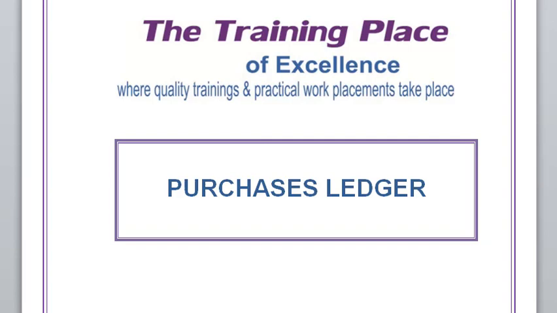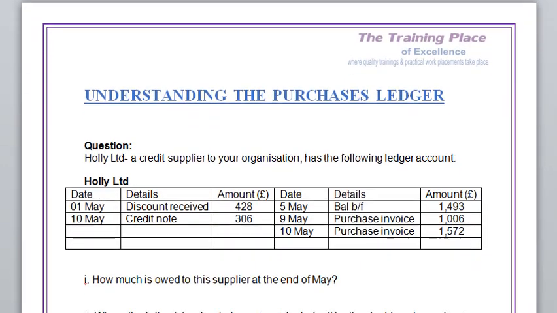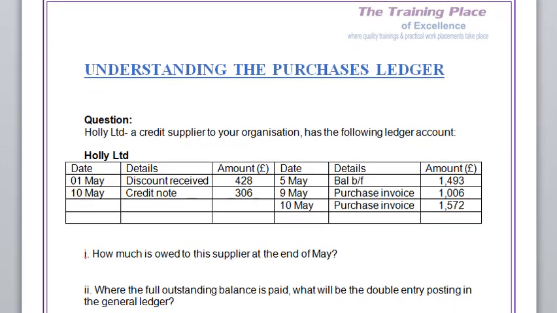Hello there. We want to look at a quick, simple exercise on the purchases ledger, trying to understand the purchases ledger and making sure you get the gist of what a purchase ledger should look like. The question here is saying to us, Holly Limited, a credit supplier to your organization, has the following ledger accounts.